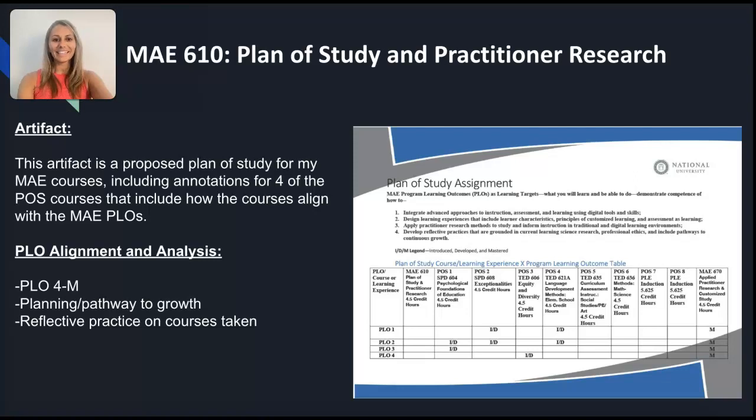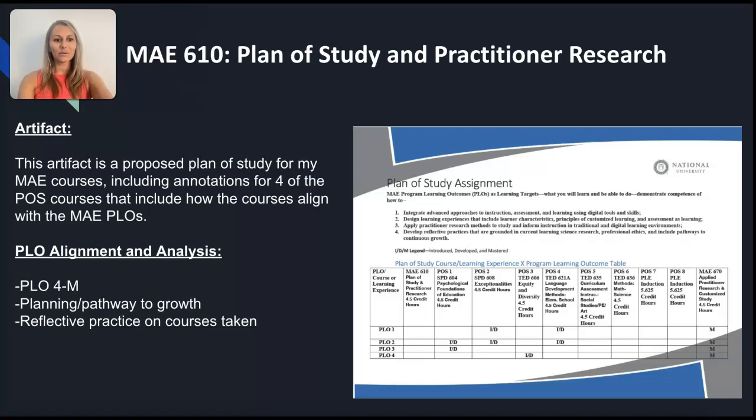So let's start with MAE 610. Interestingly enough, I did actually take these classes out of order. I had taken all of my PLO courses and finished off with MAE 610 and 670. So for me, this artifact is the plan of study where I kind of charted out my master's, even though I had already taken all of these classes.